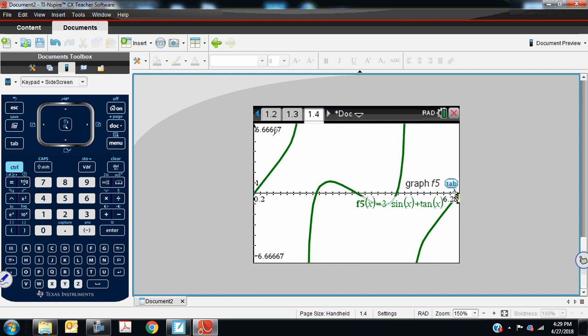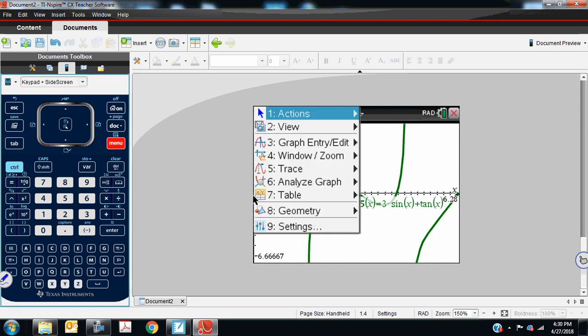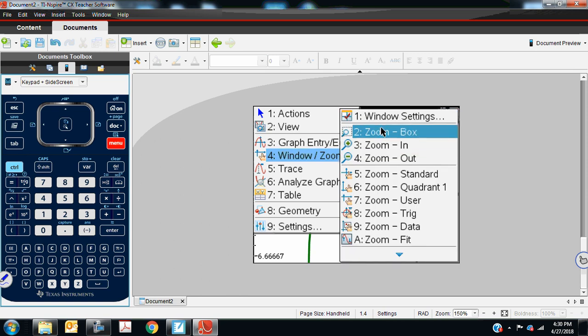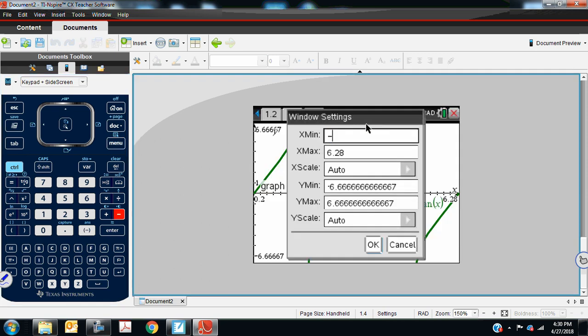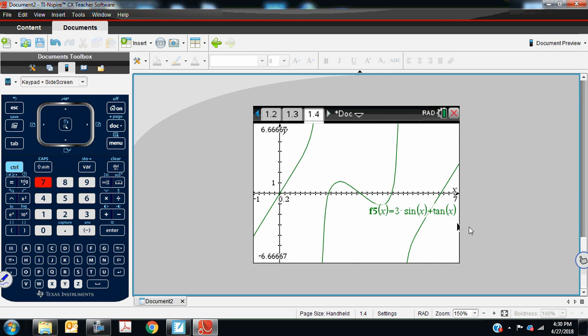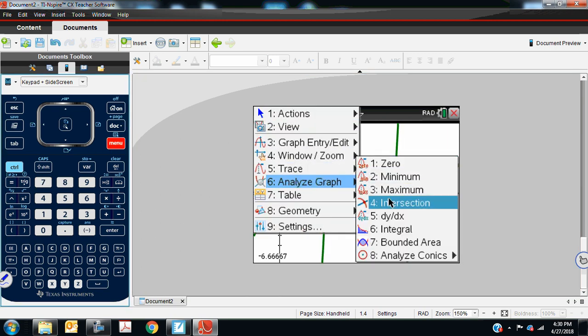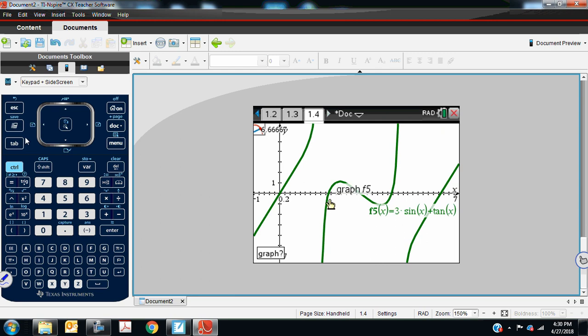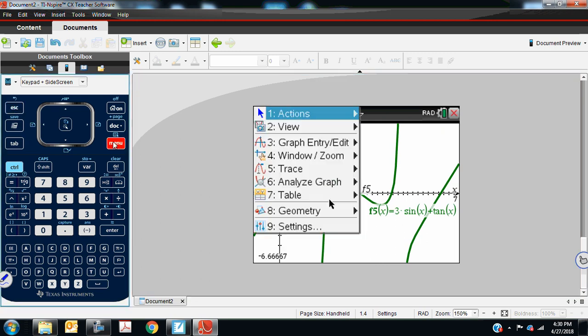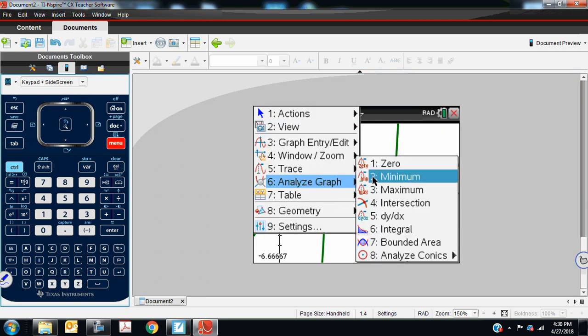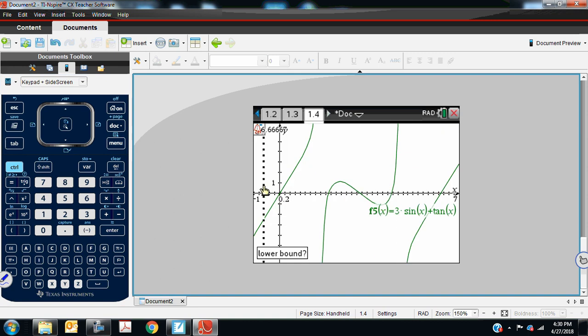Since it looks like it's intersecting exactly at the 0 and exactly at the 6.28, I'm just going to make my window extend a little bit past, so maybe -1 and 7, just so I can make sure I'm finding those points. So this time, when I go to Menu, Analyze Graph, I just went to intersection. That's not what I meant to do. Menu, Analyze Graph, 0. It's going to find the places where it crosses the x-axis.